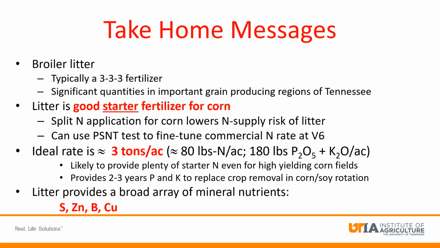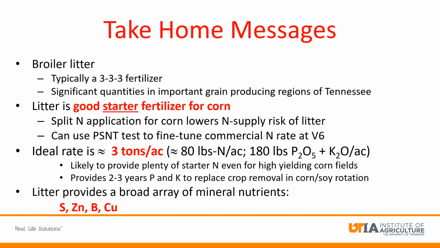and you can use that to fine-tune the commercial nitrogen application rates at V6. The ideal rate appears to be approximately 3 tons per acre, but it could be as high as 4 or 5 tons an acre, no more. The 3 tons an acre provides 80 pounds of nitrogen per acre, roughly, and 180 pounds of P2O5 and K2O.